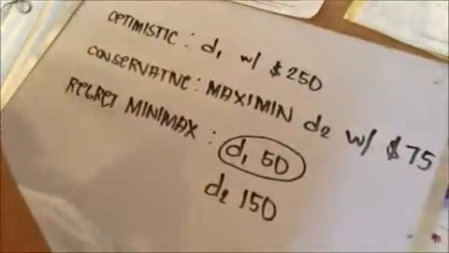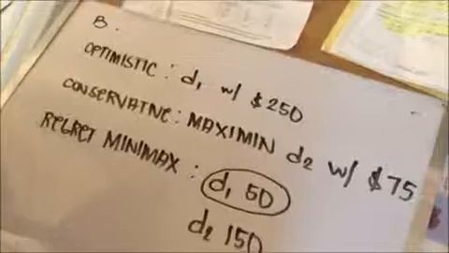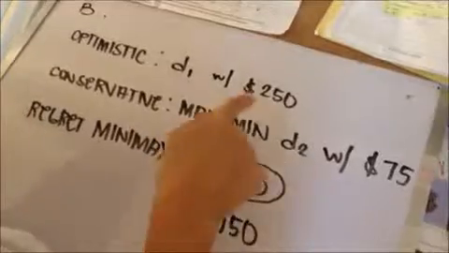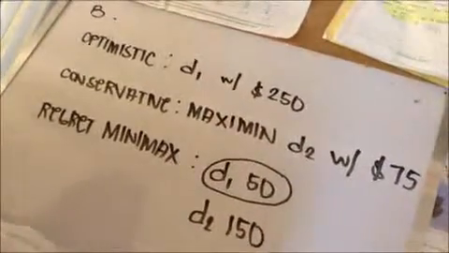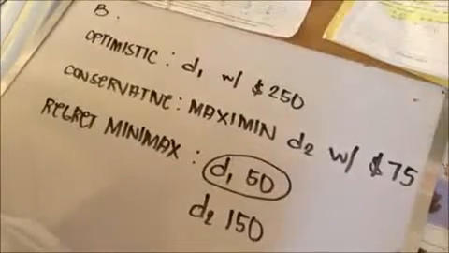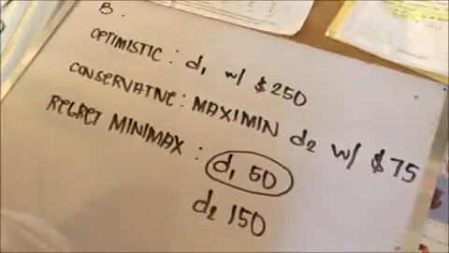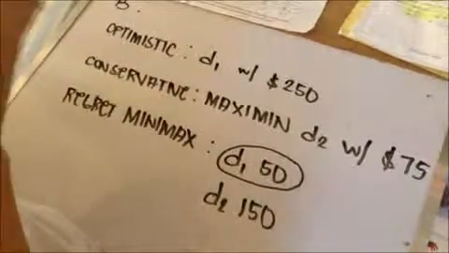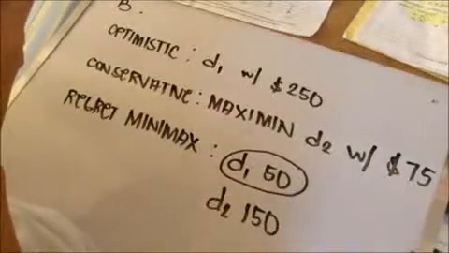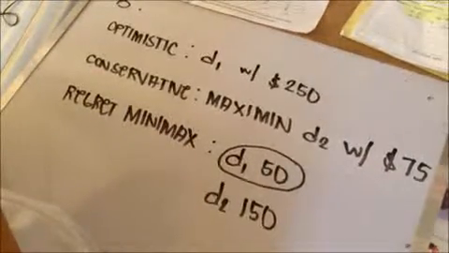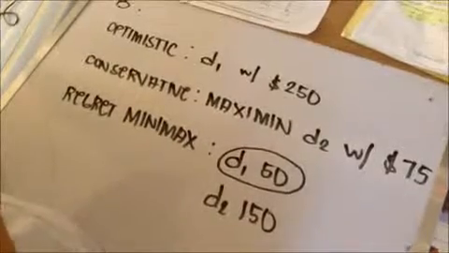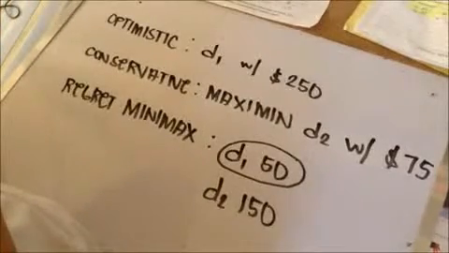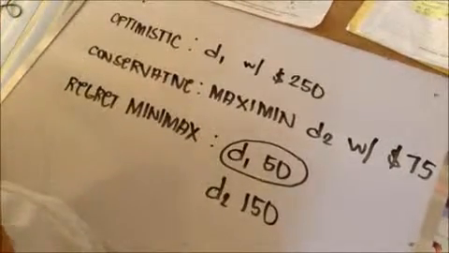For letter B, we should find the optimistic approach. You should find the highest value, which is 250. For the conservative approach, you don't want the worst scenario to happen, so you try to avoid it. This is like a counter approach to optimistic. You should find the lowest and choose the highest among them. For D1, 25 is the lowest. And for D2, 75 is the lowest. The conservative approach tells you to choose D2 since 75 is higher than 25.